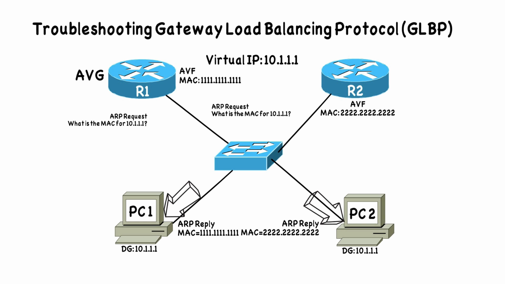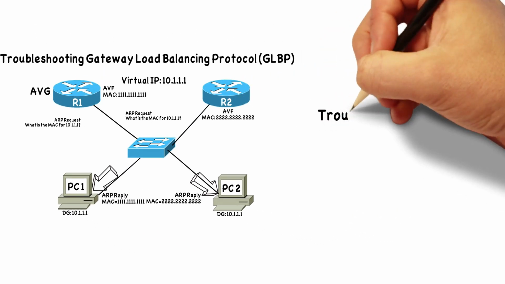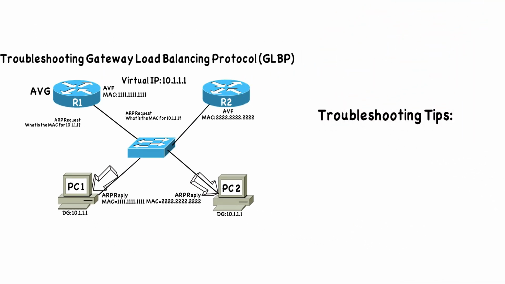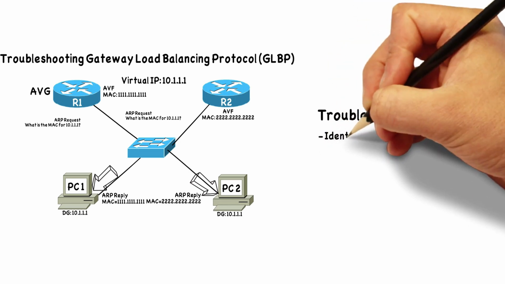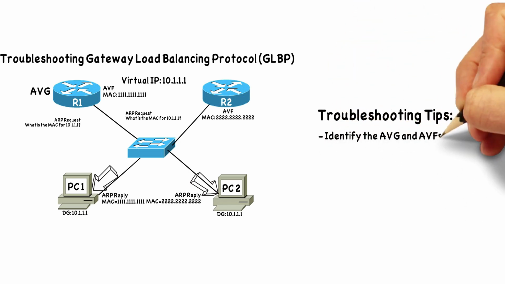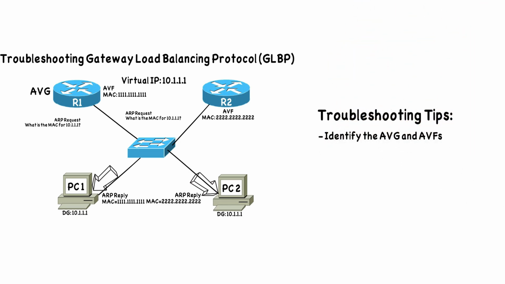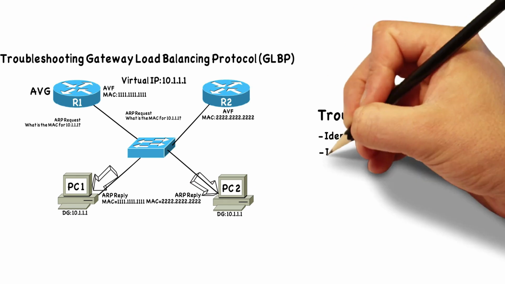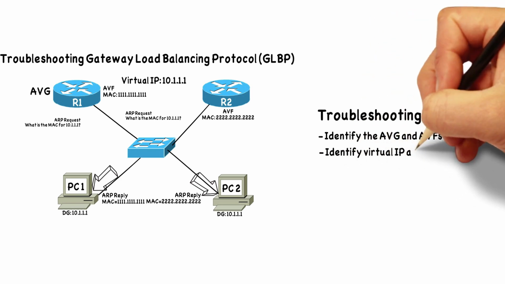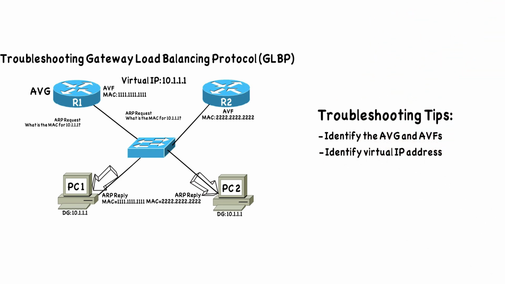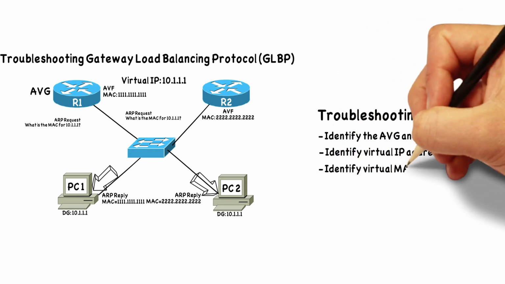And we could say if the weight gets too low, then the AVG is no longer going to hand out the MAC address of that AVF. Now, from a troubleshooting perspective, what sorts of things are we looking for? Similar to what we were looking for with HSRP and VRRP, let's identify the different roles. Who is the AVG? Who's the active virtual gateway that's going to be handing out MAC addresses in response to ARP queries? What is the virtual IP address that we're servicing with this GLBP group? What are the virtual MAC addresses of the AVFs that we have?